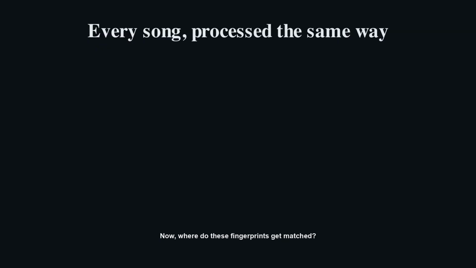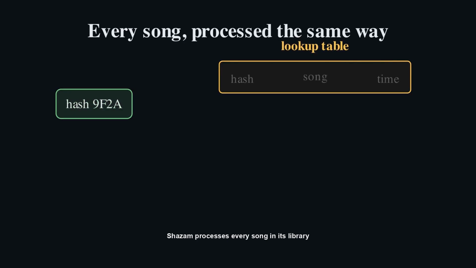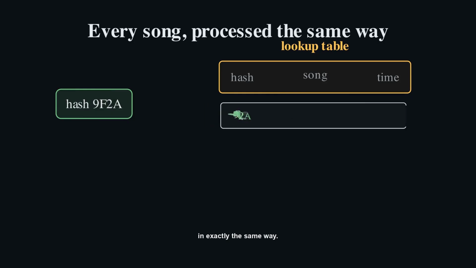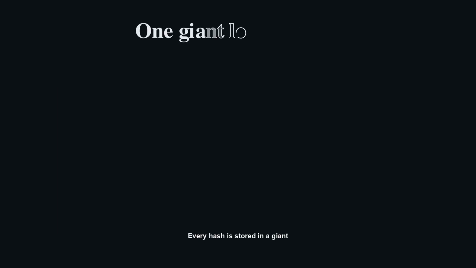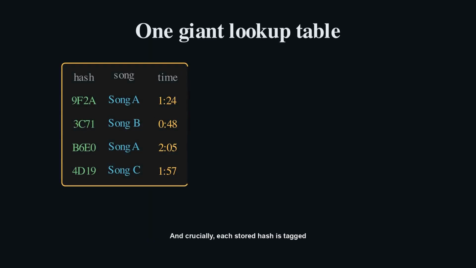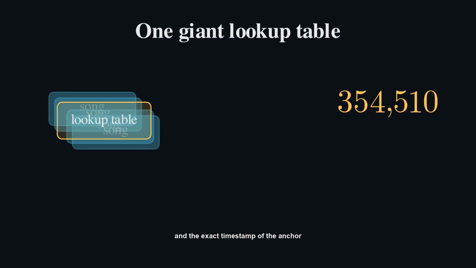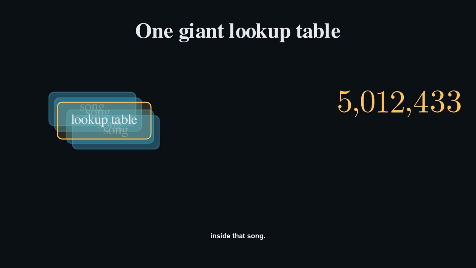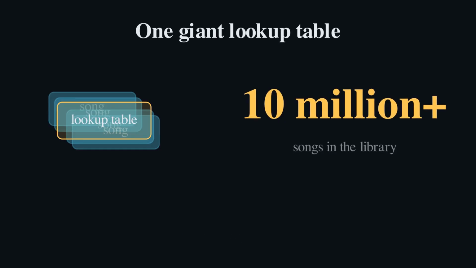Now, where do these fingerprints get matched? Long before you ever tap the button, Shazam processes every song in its library in exactly the same way. Each song is turned into peaks, then pairs, then hashes. Every hash is stored in a giant lookup table, and crucially, each stored hash is tagged with 2 extra pieces of information: which song it came from, and the exact timestamp of the anchor inside that song. The library holds well over 10 million songs.